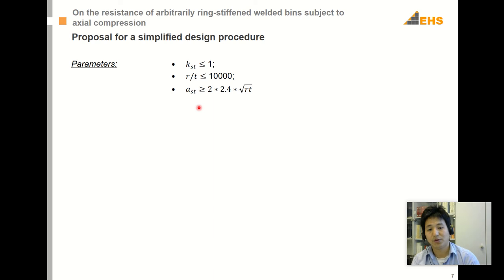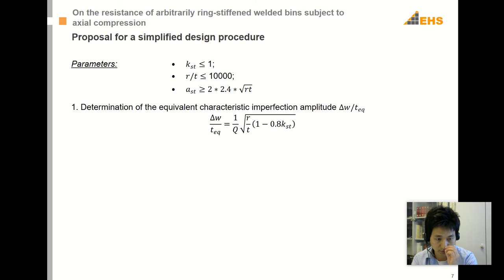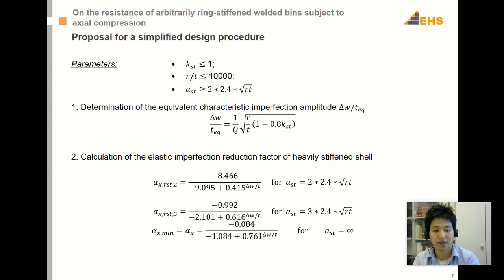So for this approach, at the first step, we need to determine the equivalent imperfection amplitude, because the ring stiffener reduces the imperfection sensitivity. So we use the equivalent value to modify this kind of influence. And then we need to calculate the elastic imperfection reduction factor. Here we have three different equations for different stiffener spacing.